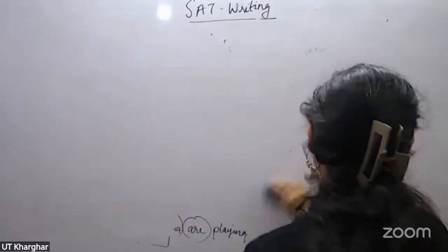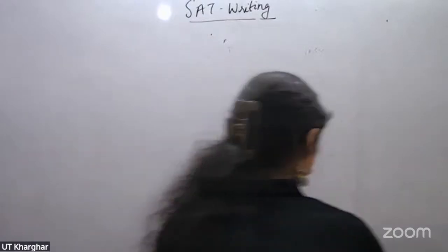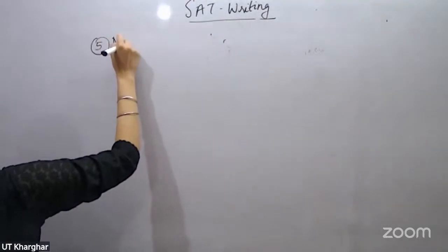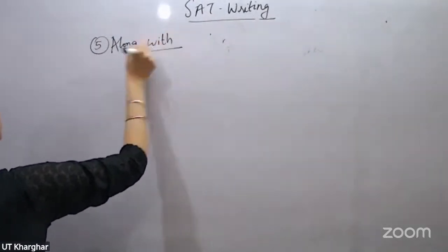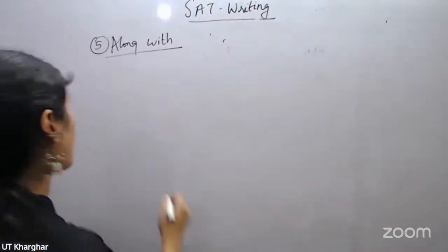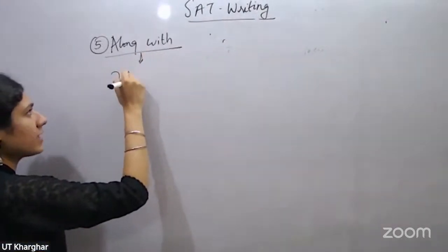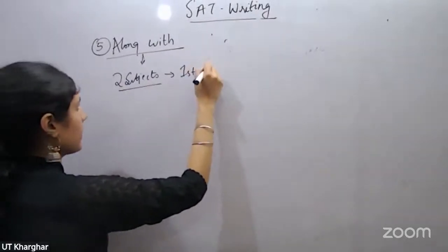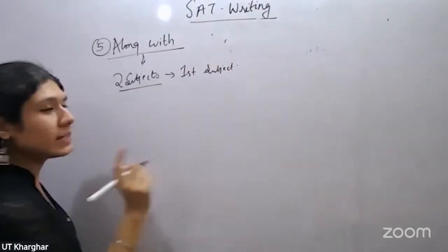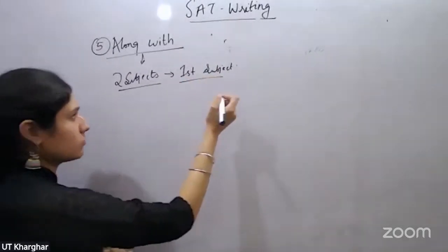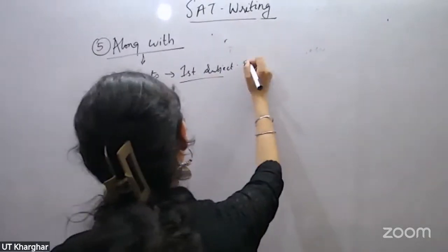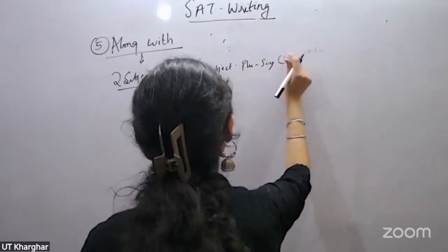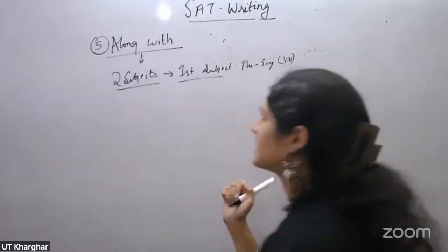Now we have rule number 5. Rule number 5 is about along with. So whenever you have along with, definitely you will have two subjects. Okay. But you have to focus on which? The first subject. And how will the verb be determined? It will be determined on the first subject. So if the first subject is plural, then the verb would be singular and vice versa. Okay? Did you understand this rule?